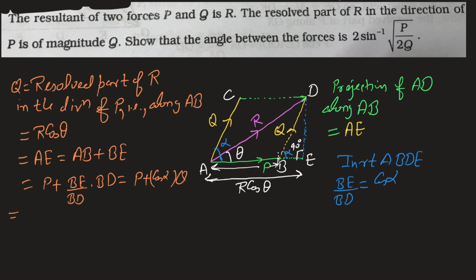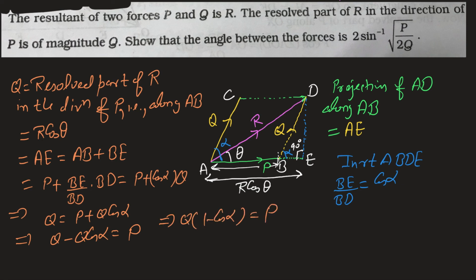So this implies that Q, because here this magnitude is given to be Q, the resolved part of R in the direction of P is given to be Q. So this is equal to P plus Q cos alpha. So this implies that Q minus Q cos alpha is equal to P, implies Q(1 minus cos alpha) is equal to P, implies Q, use the formula 2 sin square alpha by 2, is equal to P. This implies that sin square alpha by 2 is equal to P by 2Q.